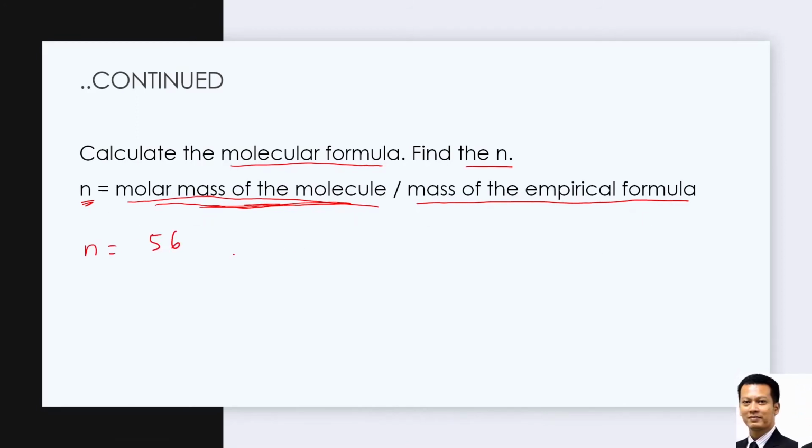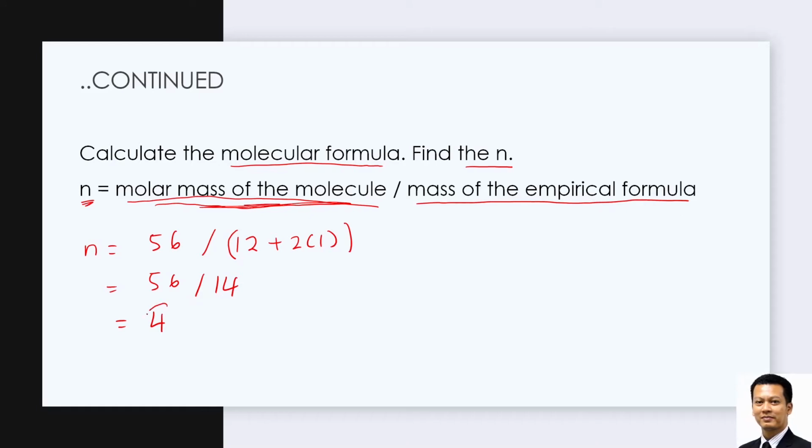We already get the number 56 divided by mass of the empirical formula, CH2, right? So CH2 is, carbon is 12 plus 2 times 1. So this one equals 56 over 14. So 56 over 14 is 4. Okay, so we get the number 4.